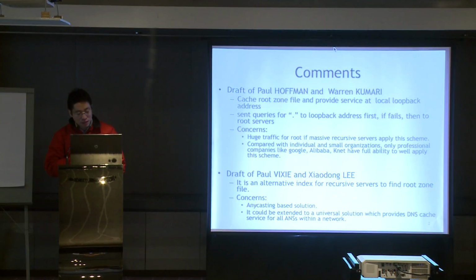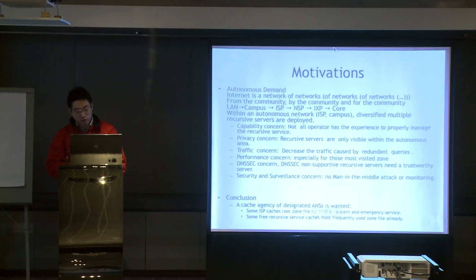Maybe it is because of a capability concern, which is that not every recursive DNS operator has the experience to properly manage the recursive service. Maybe for a privacy concern, the recursive servers are only visible within the autonomy. Maybe for a traffic concern, to decrease the traffic caused by redundant queries. Maybe for a latency or performance concern, especially for the most visited zones. Maybe for a DNSSEC concern, because not all recursive servers support DNSSEC, so they need a local trustworthy server to help them find the final result. Maybe for a security and surveillance concern, to decrease man-in-the-middle attacks or monitoring. So my conclusion is that a cache agency of designated NS is wanted.